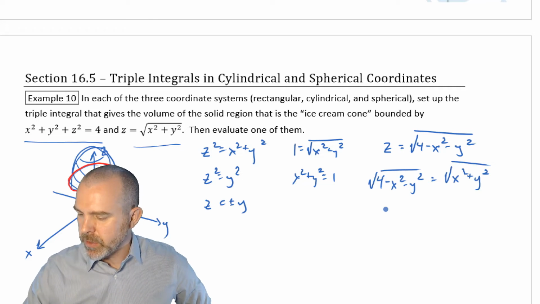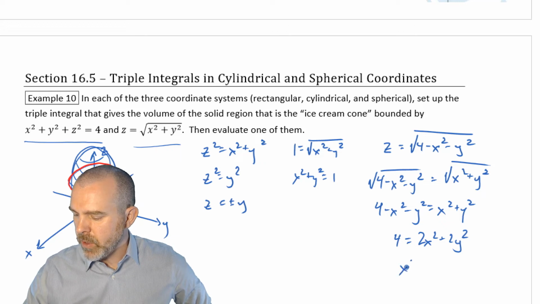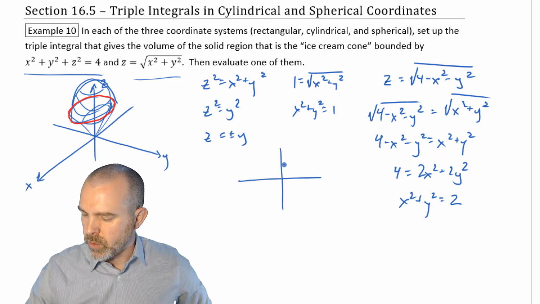Oh, this is nice. Square both sides. 4 minus x squared minus y squared equals x squared plus y squared. Oh, very nice. Add the x squared plus y squared. 4 is equal to 2x squared plus 2y squared. And so you get x squared plus y squared is equal to 2. Circle radius square root of 2.